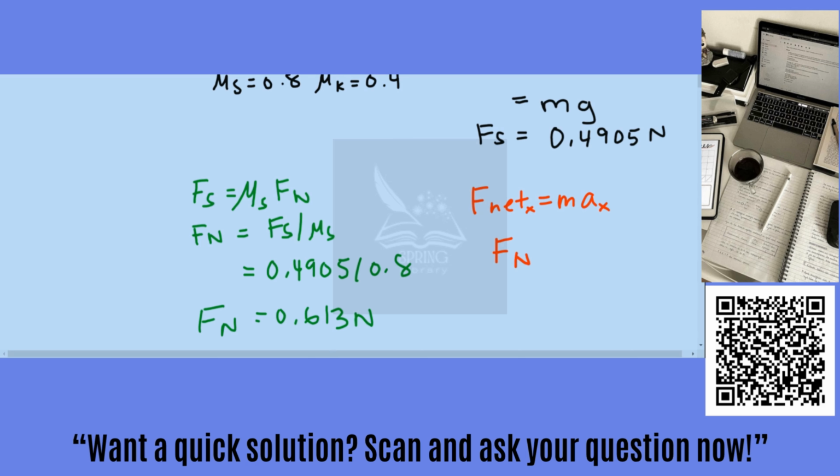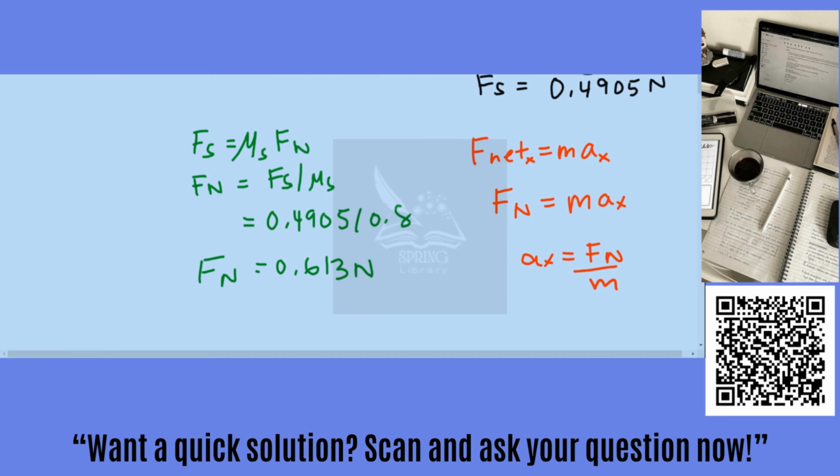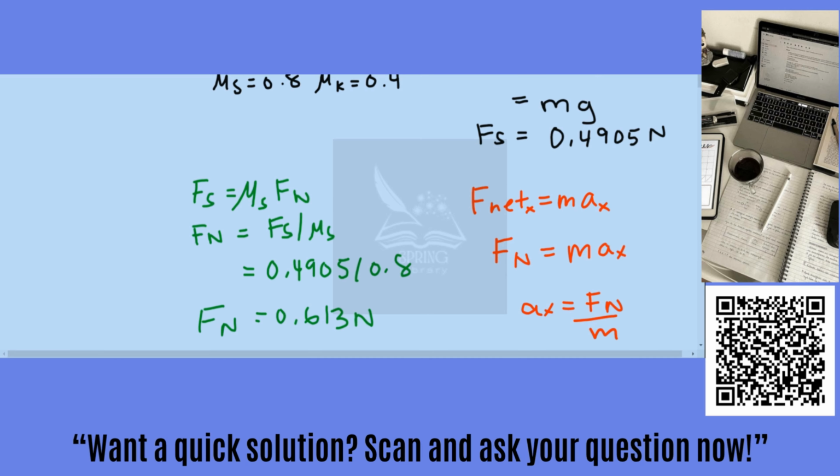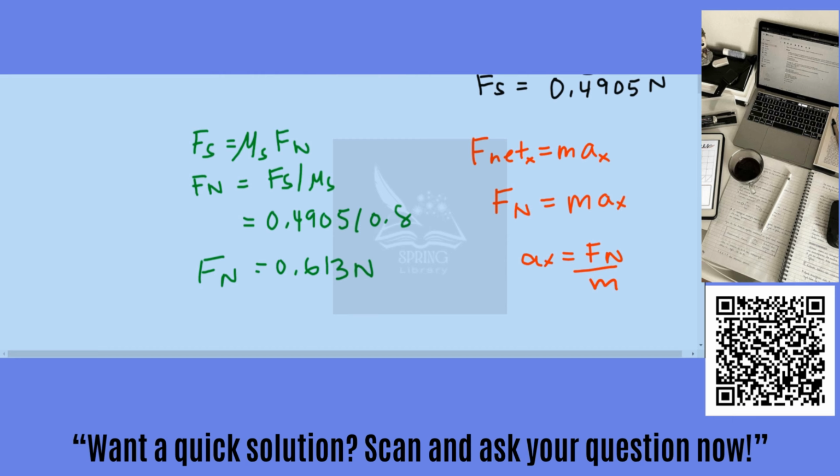This is in the x direction. The only force, as I said, is the normal force. So normal force is equal to max. So ax is equal to normal force over mass. And so we just take that 0.613 and divide by 0.05 for the mass, and we get a value of about 12.3 meters per second squared.